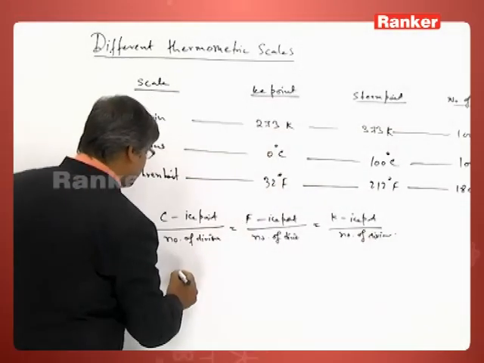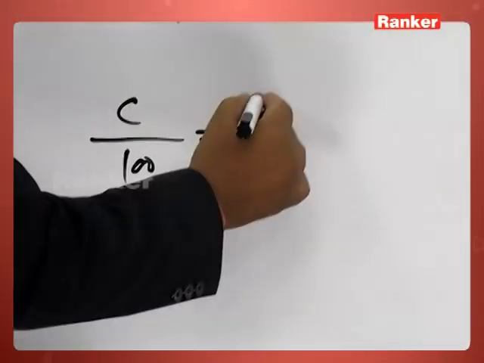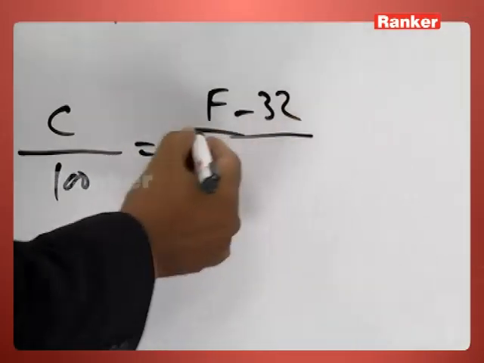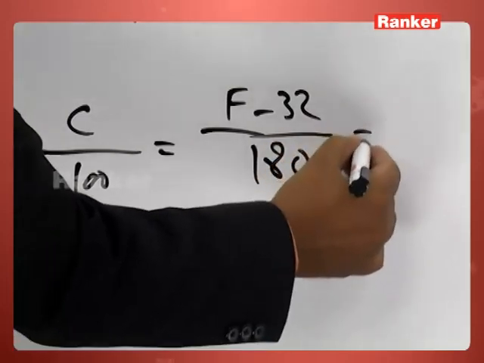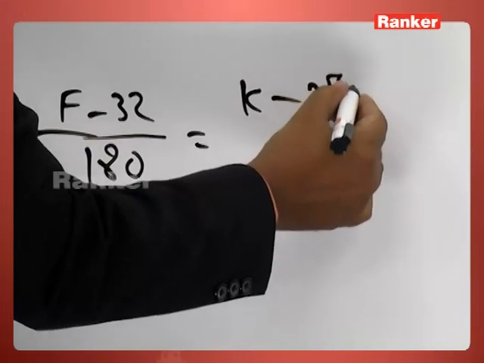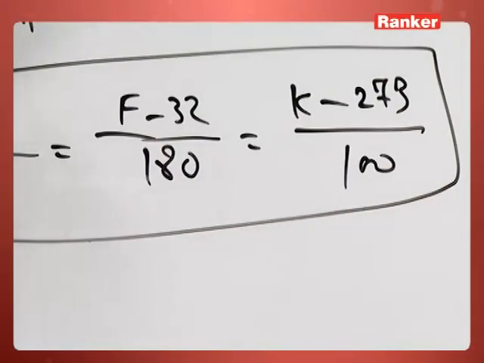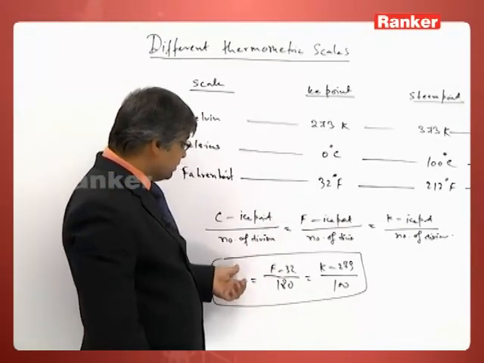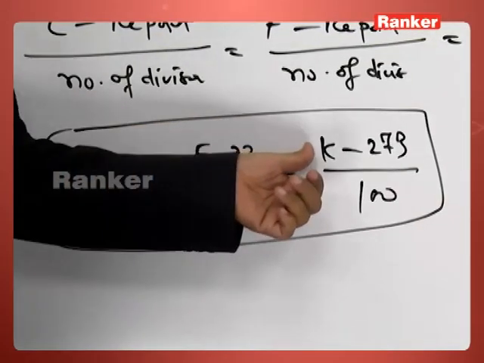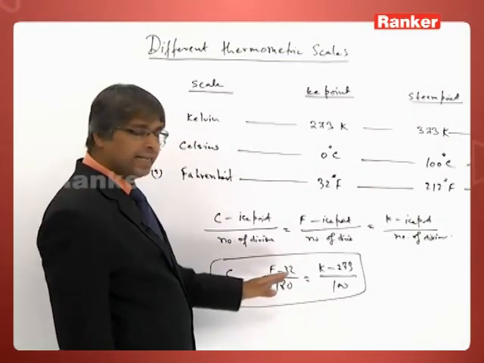So that is, suppose I say the ice point is 0, so C by number of divisions 100 is equal to F minus ice point 32 by number of divisions 180 is equal to Kelvin temperature minus ice point 273 by number of divisions 100. So this is the formula by which I can convert a particular temperature in centigrade, I can express in Fahrenheit, I can express in Kelvin. This is how we can convert the different scales.